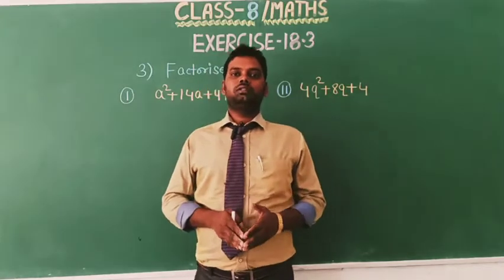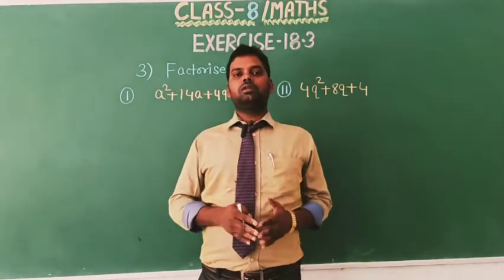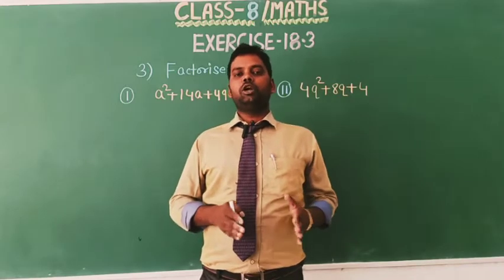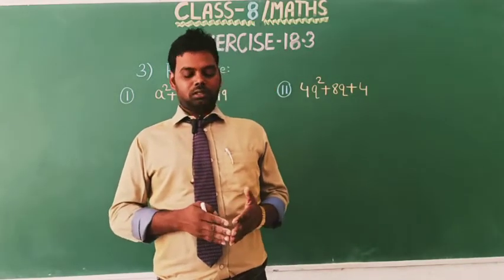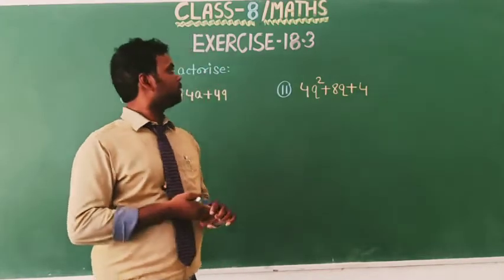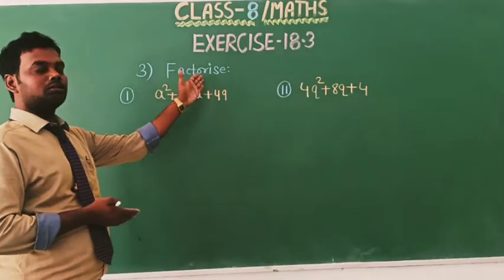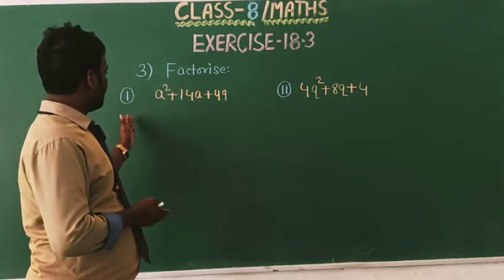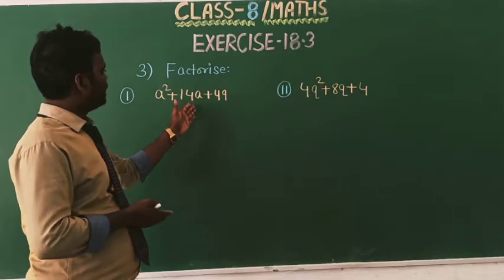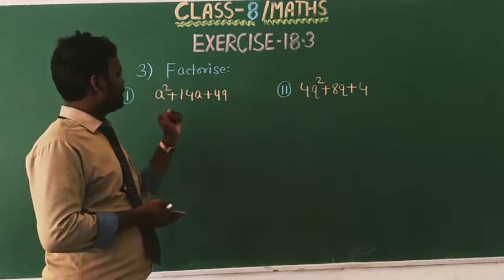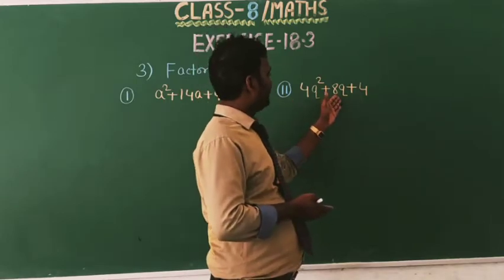Hello student, in this video I will solve exercise 18.3, question number 3. Factorize the first part, a square plus 14a plus 49, and the second part, 4q square plus 8q plus 4.